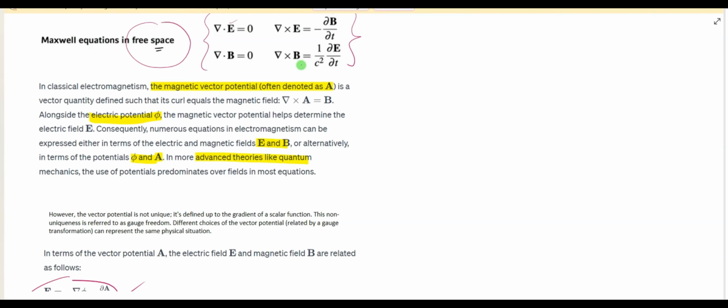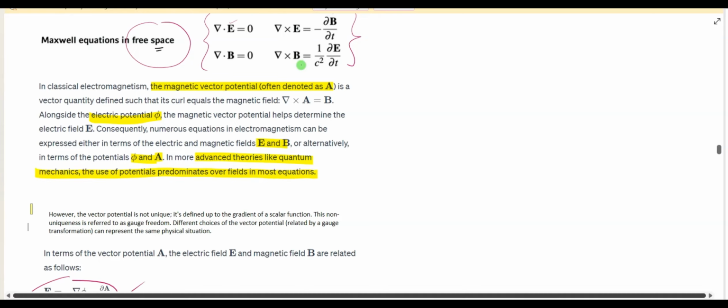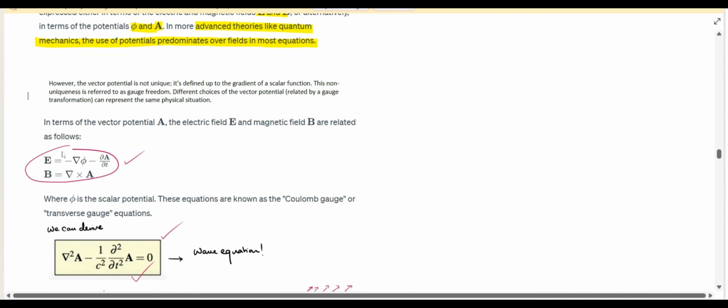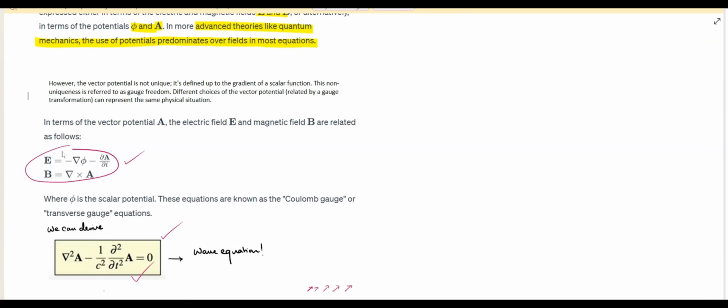However, in more advanced theories like quantum mechanics, the use of the potentials predominates over the use of the fields. Now, there is one caveat when we use the potentials. These potentials are not unique, and they are defined up to the gradient of a scalar function. This non-uniqueness is referred to as a gauge freedom, and different choices of these vector potentials can lead to the same kind of dynamics or physical situation. So, we have something called a gauge freedom.